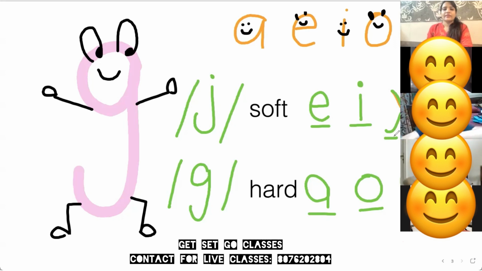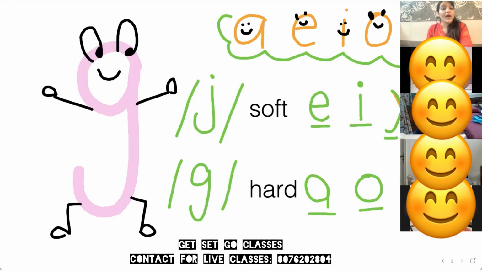So now the vowels say your confusion is clear. Whenever vowel A, O and U are there after G, G will make the hard sound, which is G, G, G. And whenever there is E, I, Y, G will say the soft sound, J, J, J. But in this rule also there are some words which are rule breakers. I'll tell you which words are those.